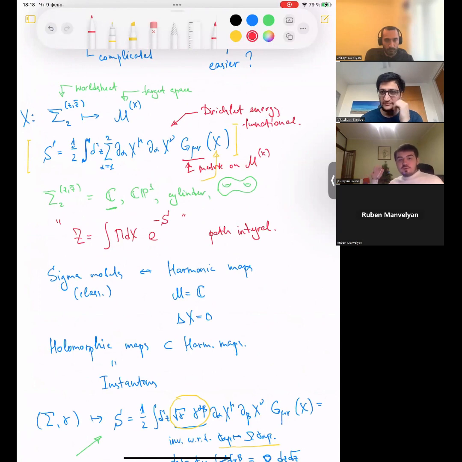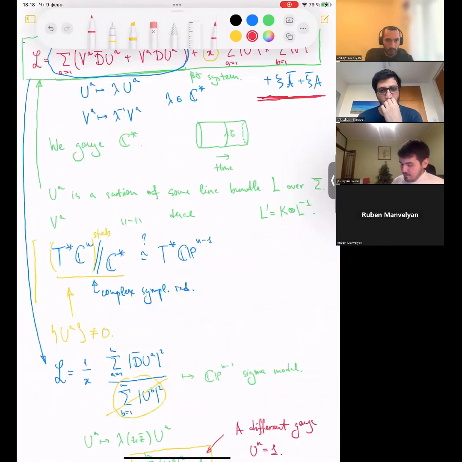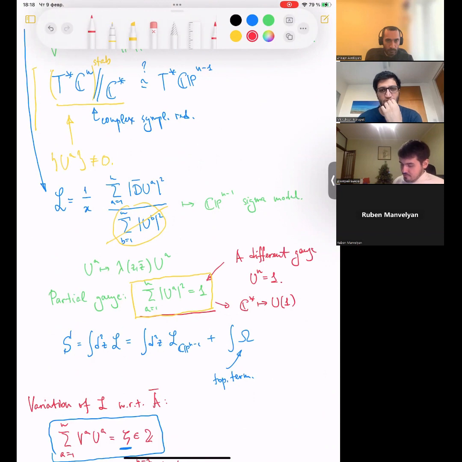Then we restrict to complex target spaces, such as CPN. Yeah, you can choose complex and holomorphic, anti-holomorphic coordinates, right? U and U bar. So U and U bar are the U and U bar of the target space, right? This is clear from this expression here. And the V are the momenta.